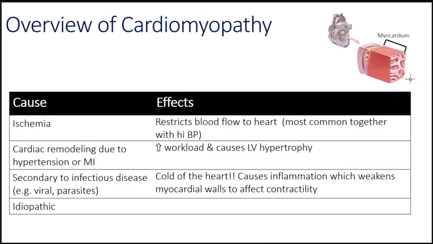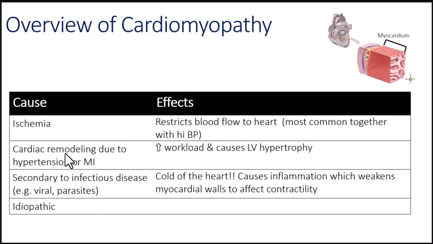So we've spoken about that outer covering of the heart, the pericardium, and that pericardial space in between. Now we're going to look at conditions of the myocardium, the muscle of the heart. Cardiomyopathy is the more appropriate term, referring to a diverse group of diseases that can affect the myocardium or the heart muscle. Cardiomyopathy can result from ischemia, where there's a reduction in flow of blood to the heart, and this is a very common cause of cardiomyopathy, especially in conjunction with high blood pressure.